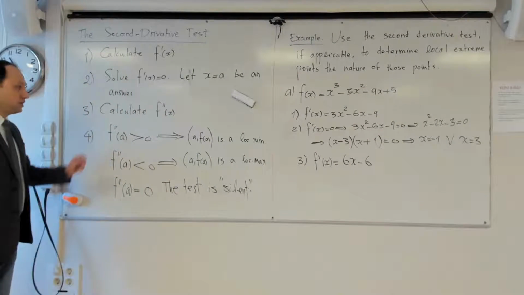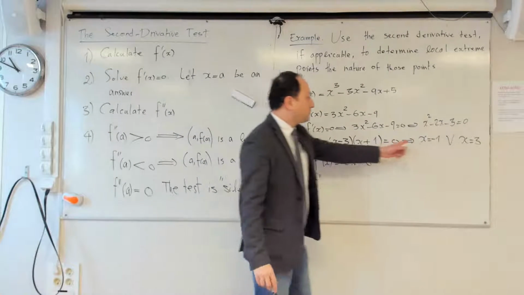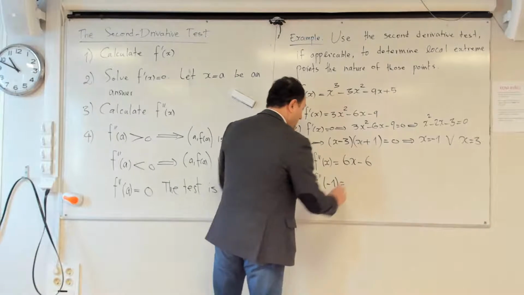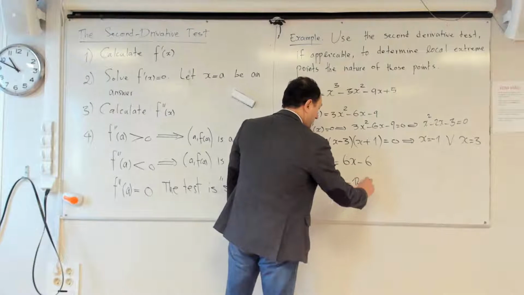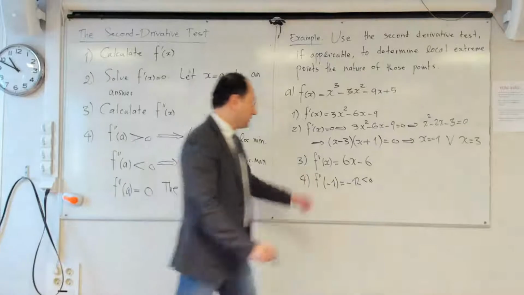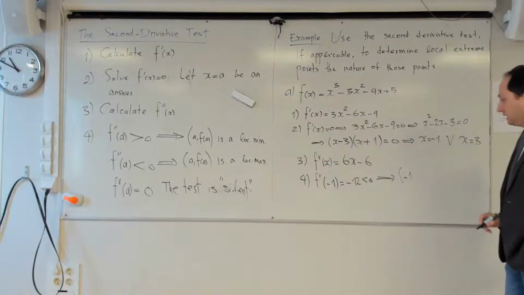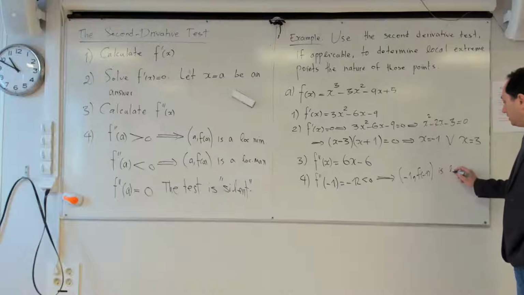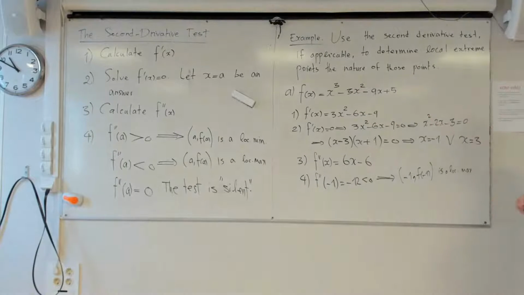And finally, I go to number 4. In number 4, I calculate f double prime for those values that I found in this step. So I calculate f double prime of minus 1. I put minus 1 here, it becomes minus 12, which is negative. So what does this mean? This means that minus 1 and f of minus 1 is a local maximum. Yes, if it is negative, it's a local maximum.